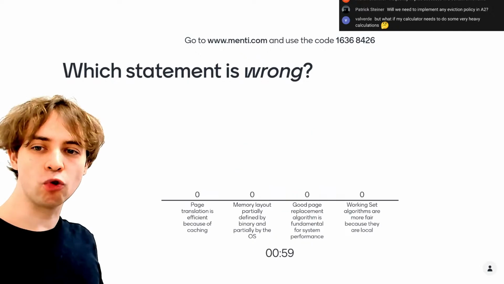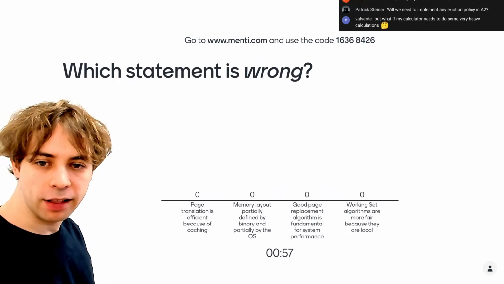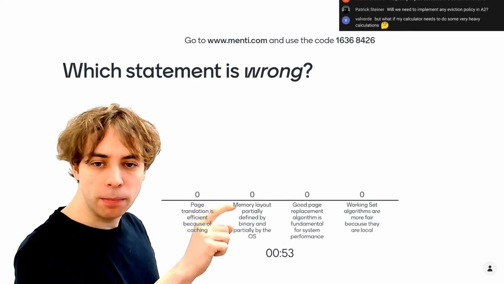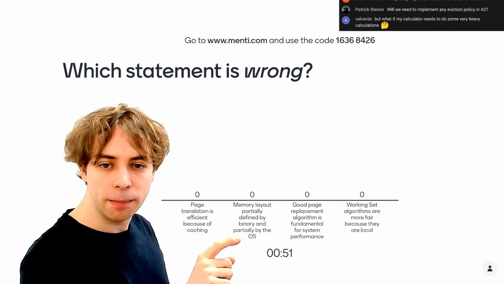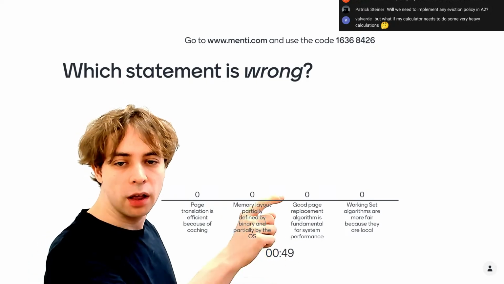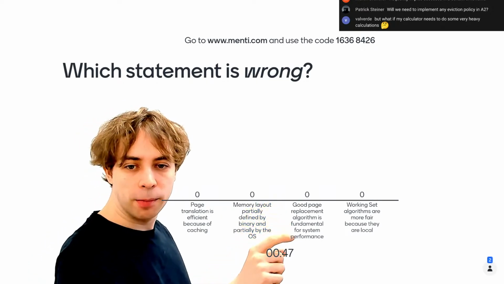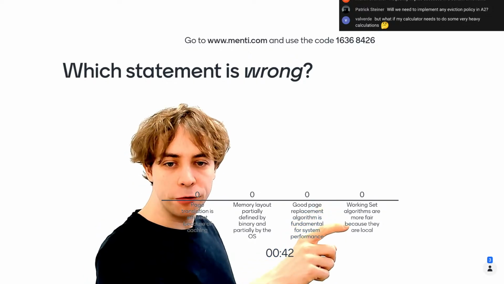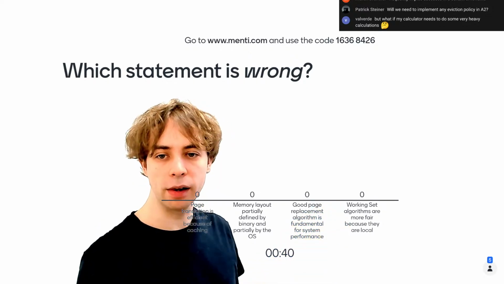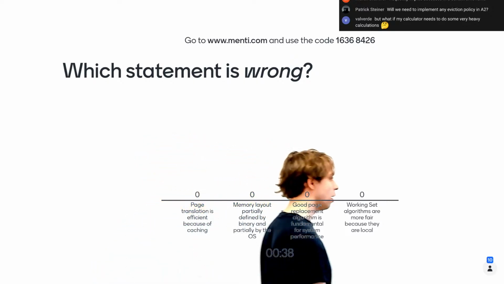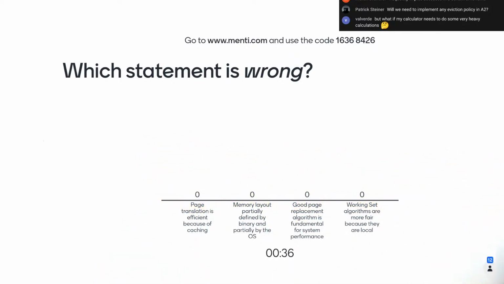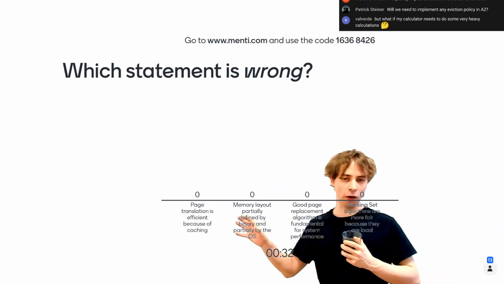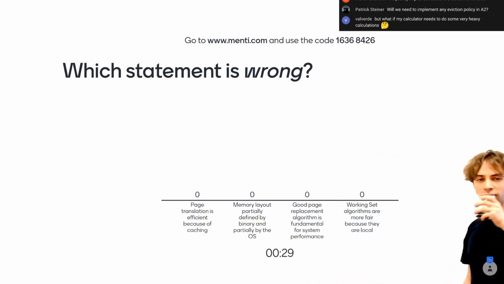Which statement is wrong? Page translation is efficient because of caching. Memory layout is partially defined by the binary and partially by the operating system. A good replacement algorithm is fundamental for system performance. Or working set algorithms are more fair because they are local. Which of these statements is wrong? You have to think about each of these statements now. Maybe they are somehow twisted.